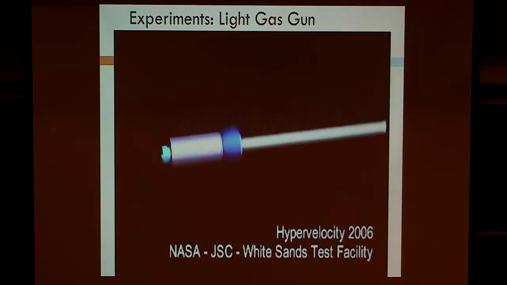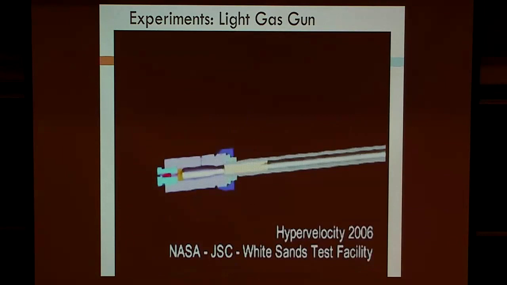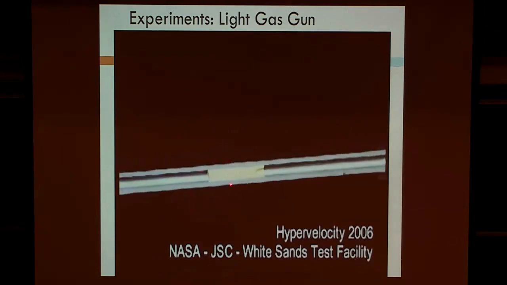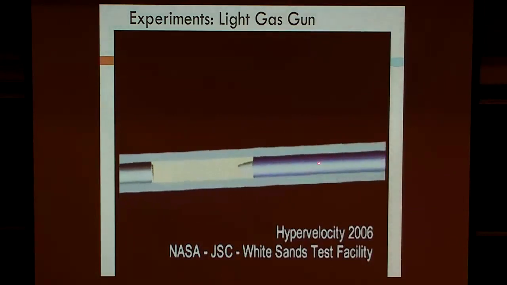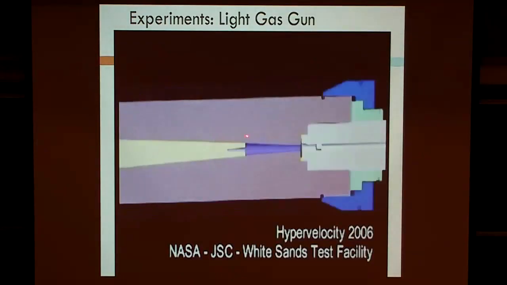Then here's a step we don't actually do in the lab, but it's useful for animation. Detonate the gunpowder. We start driving this piston, which compresses hydrogen gas in front of it. Apparently, hydrogen gas gets more blue as it goes to high pressure. It squeezes down into this little volume.